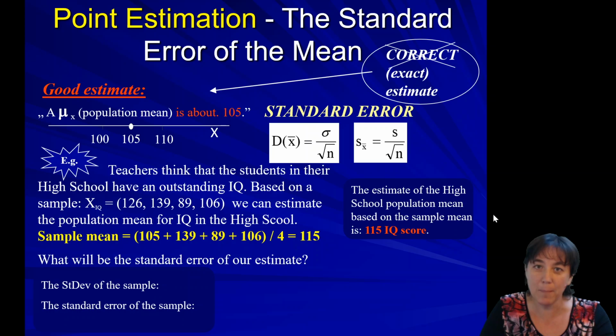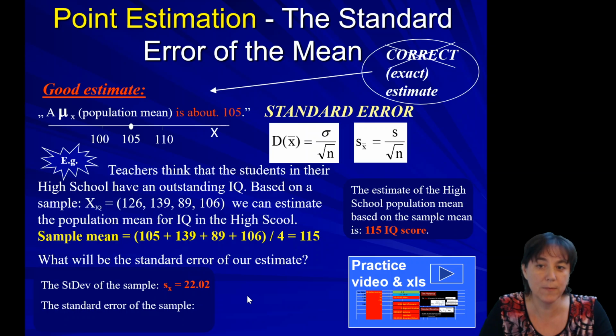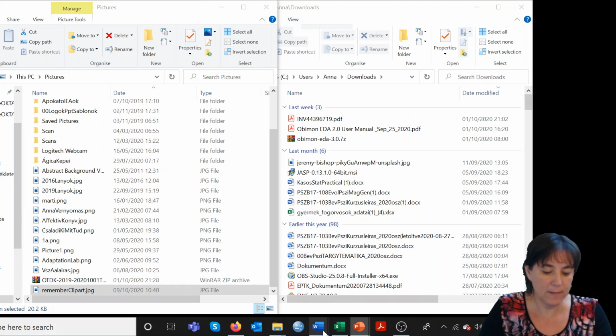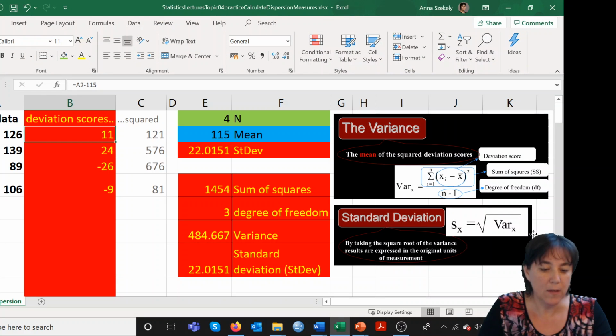So the problem came up when we did point estimation and we had this concrete question: what will be the standard error of our estimate? For the standard error, we need the standard deviation. So I just put in this 22 and I never explained how you can actually calculate it, but in fact you do know it from the second lecture explaining about the dispersion measures with the formulas. Okay, so let's switch to Excel and let me pull up this screen where we have everything ready, everything calculated.